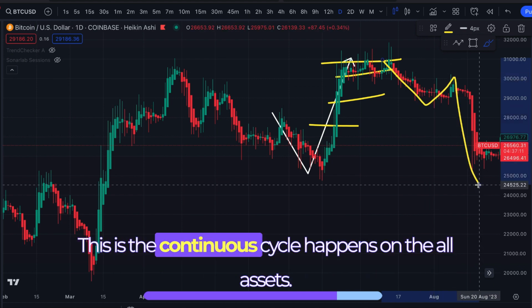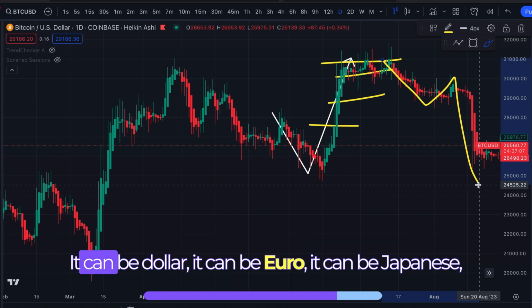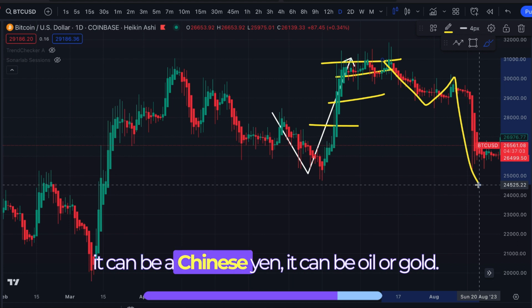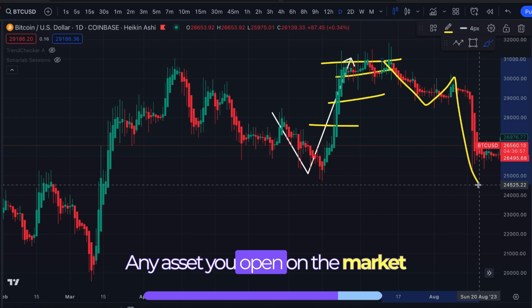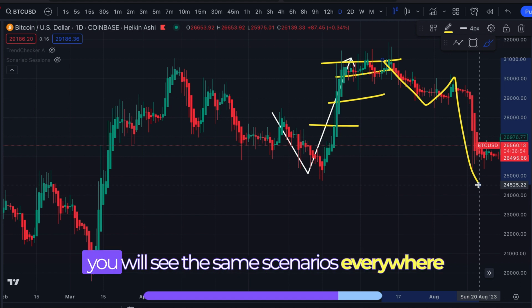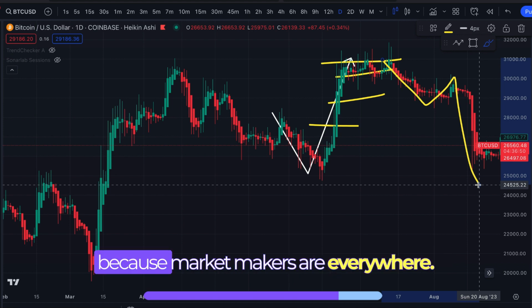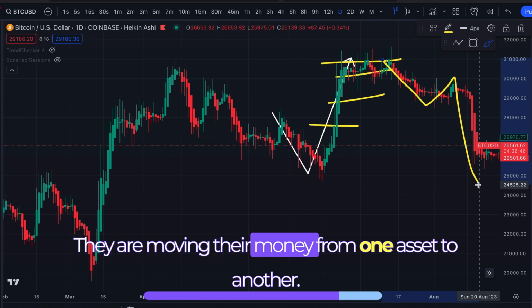This is the continuous cycle that happens on all assets. It can be the dollar, it can be the euro, it can be the Japanese yen, it can be the Chinese yen, it can be oil or gold. Any asset you open on the market, you will see the same scenarios everywhere, because market makers are everywhere. They are moving their money from one asset to another.